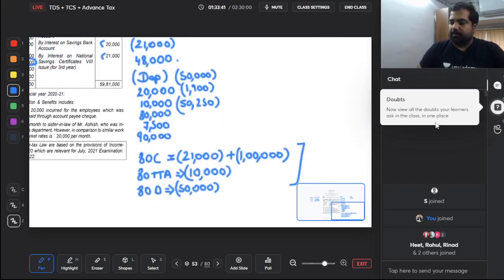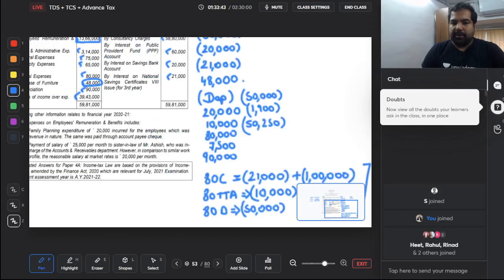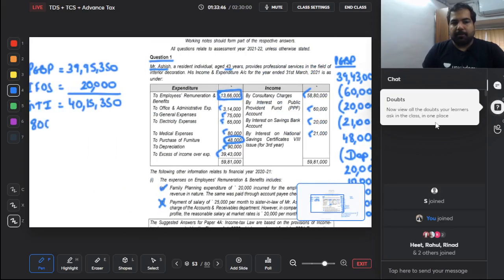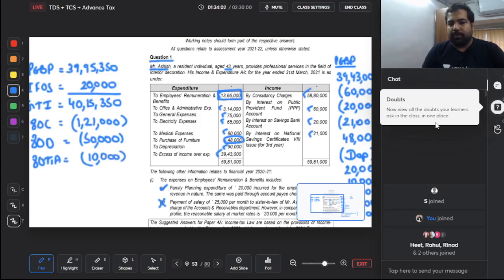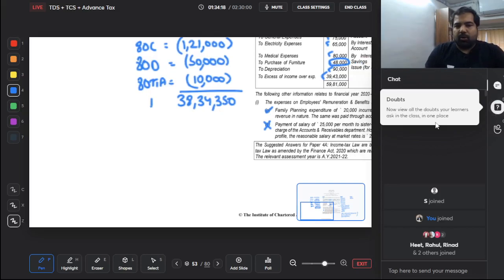You'll minus this 80C, 80TTA and 80D. 80C is 1,21,000. 80D for his parents is 50,000, father's medical expense, and 80TTA is 10,000. So these you will minus: 1,21,000 minus 50,000 minus 10,000, which will give you 38,34,350. Great, guys, this is your total income.